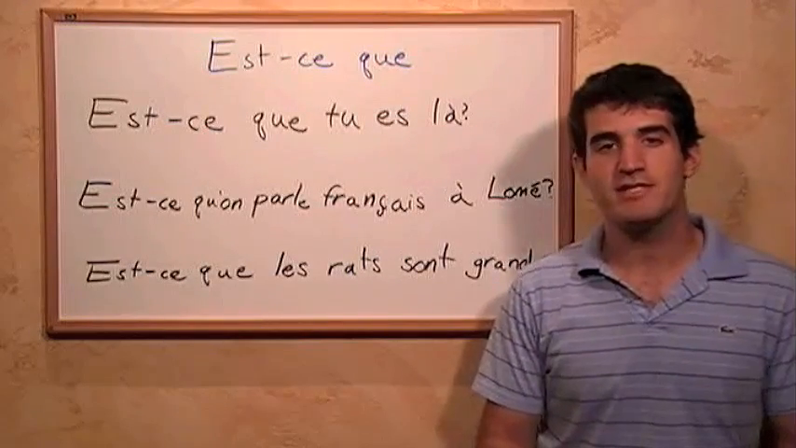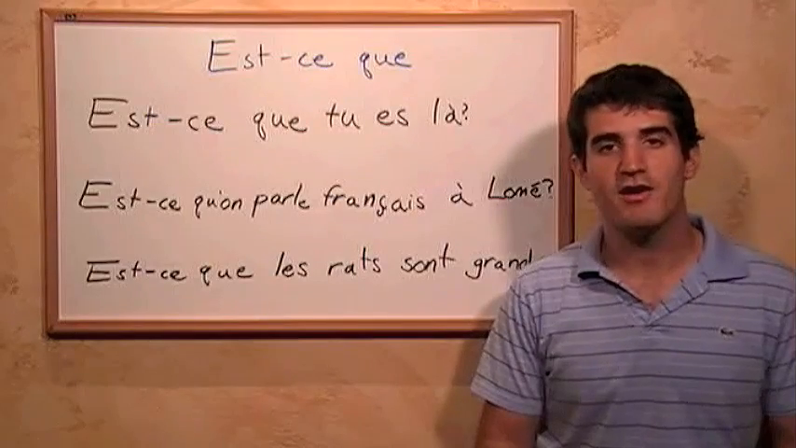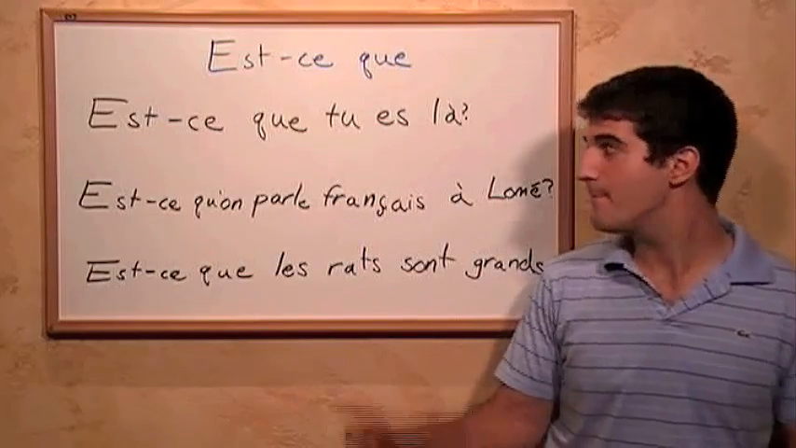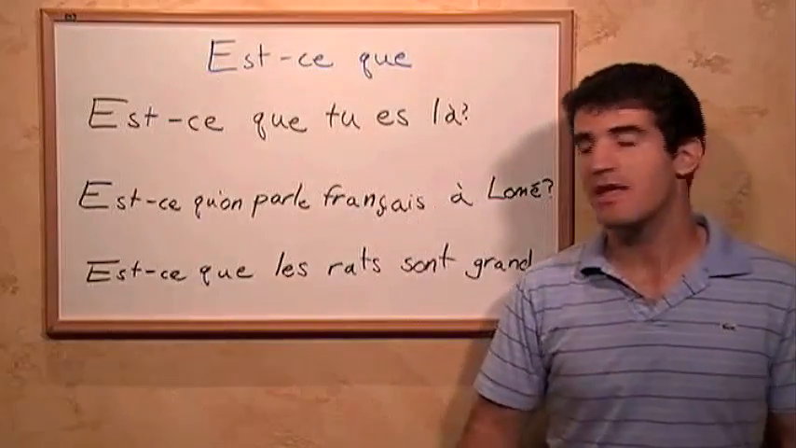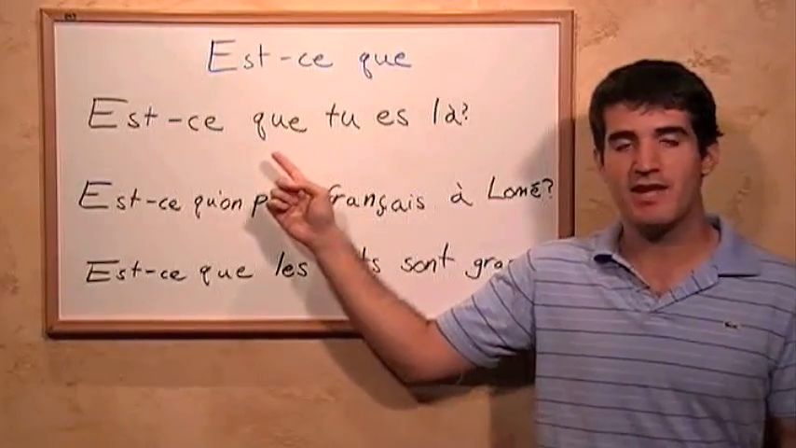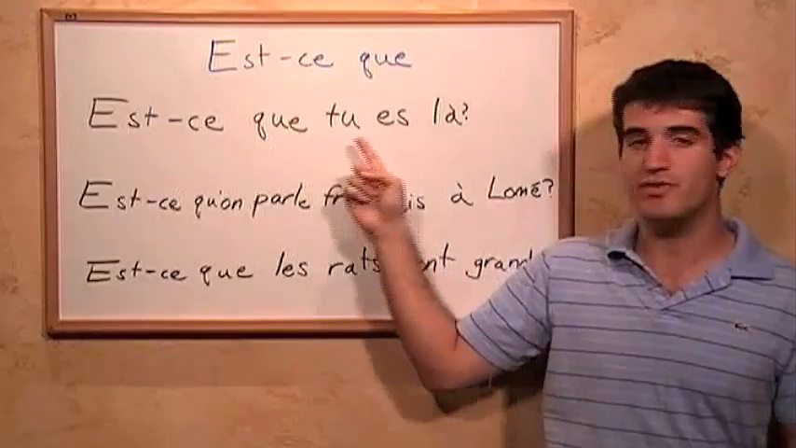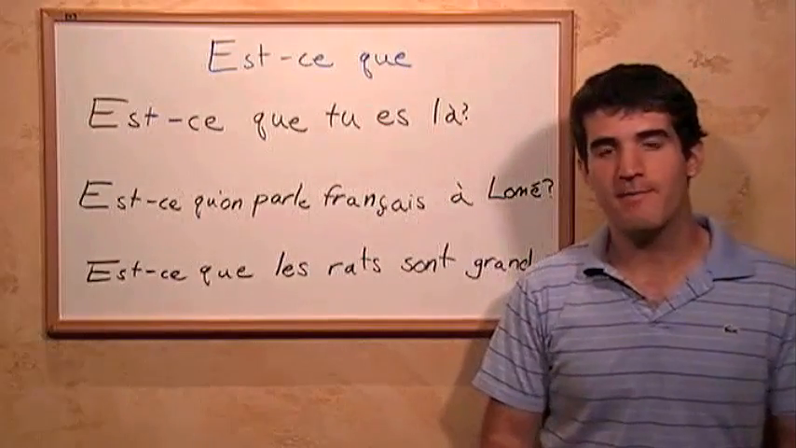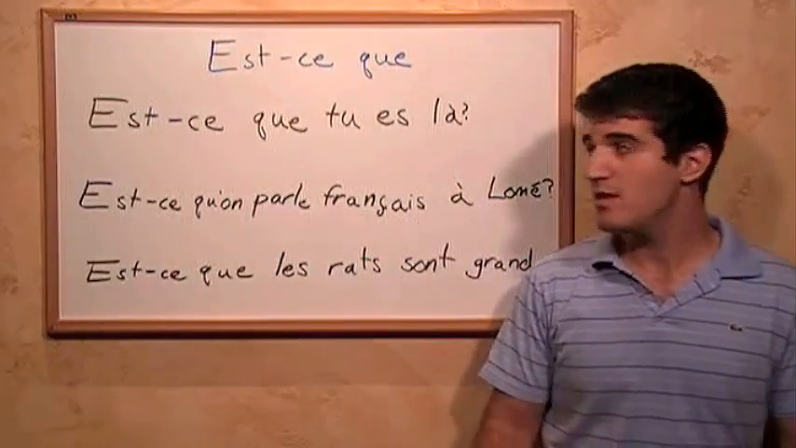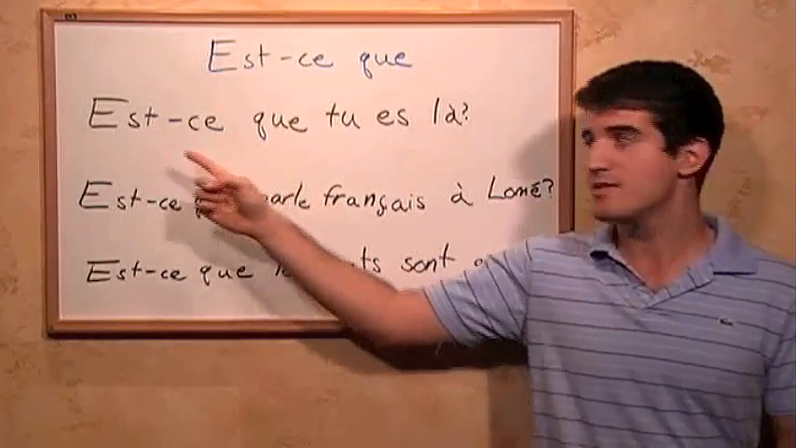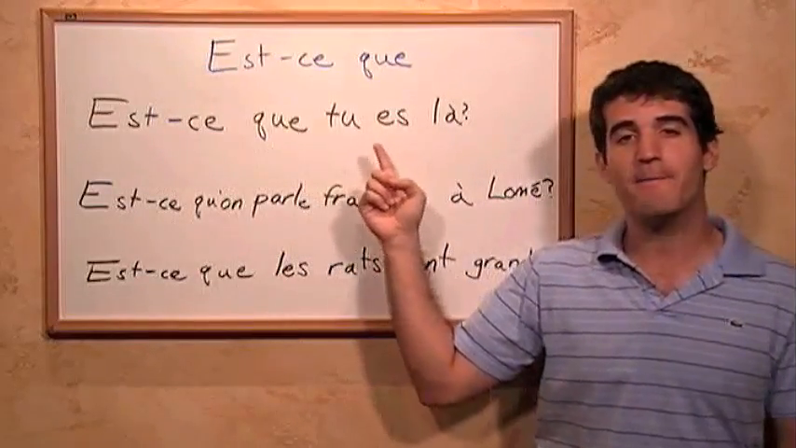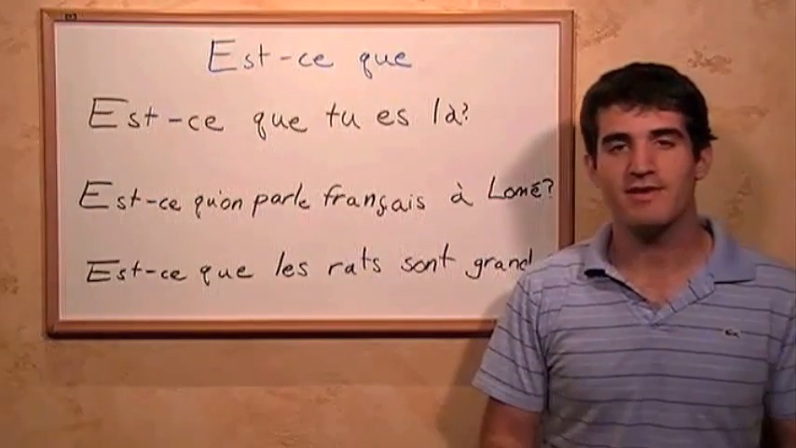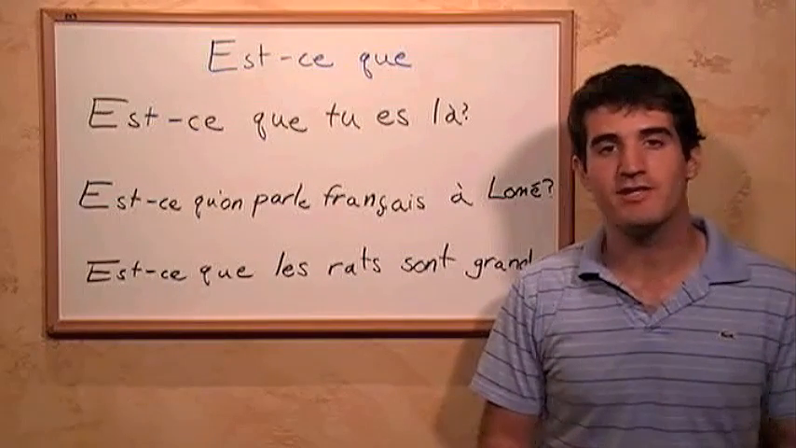So for example, take the sentence, you are there. Tu es là. If we put est-ce que at the beginning, we get est-ce que tu es là? Are you there? Est-ce que literally means, is it that? So this actually is it that you are there? This sounds awkward in English, but it's very common and fluent in French.